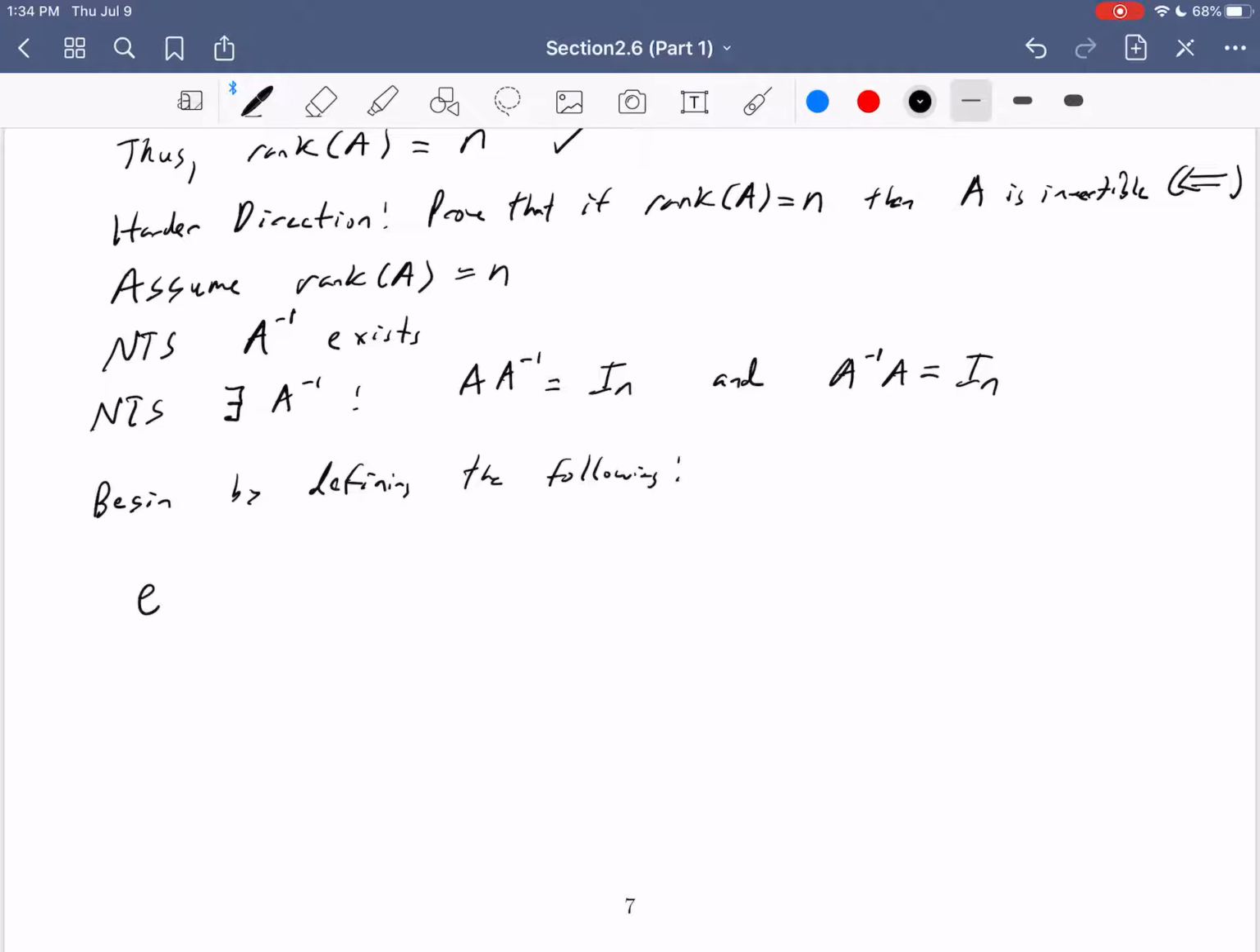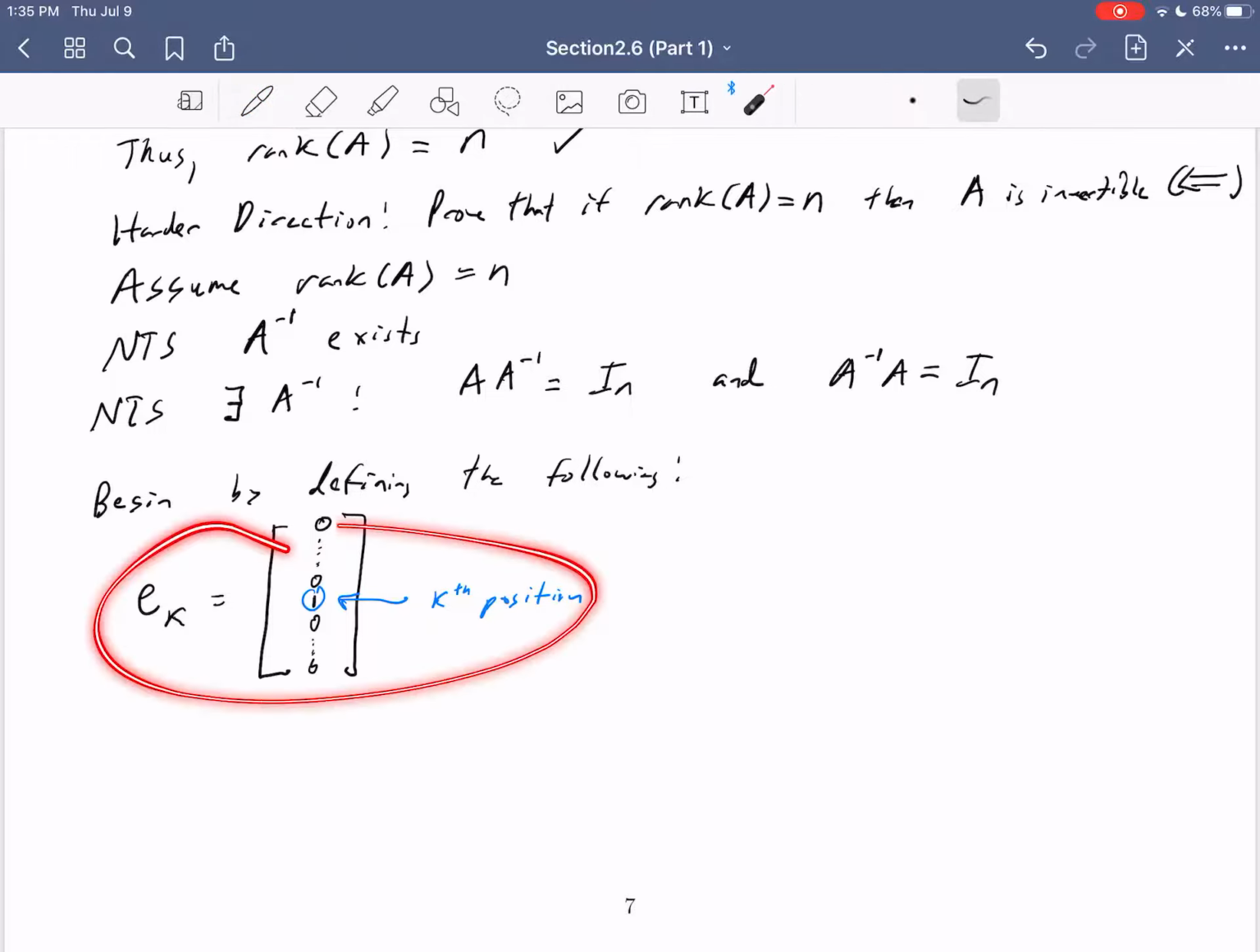We're going to define E sub k to be the column vector that is 0, then more zeros, then a 1, then a 0, and then more zeros. And this 1 is in the kth position. So we're going to define this very special sort of column vector.